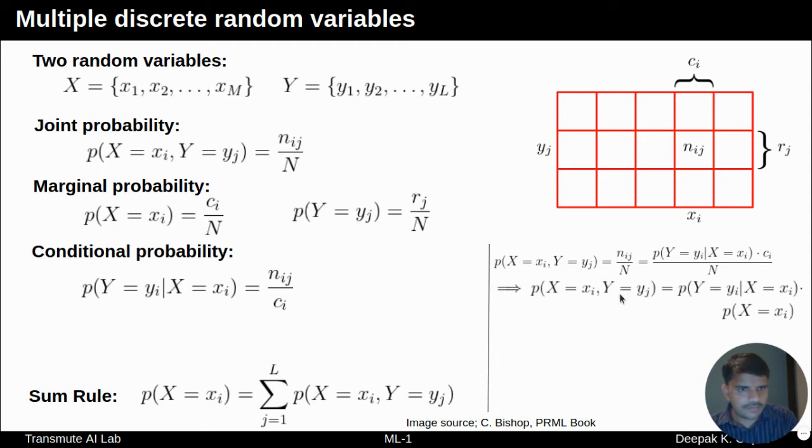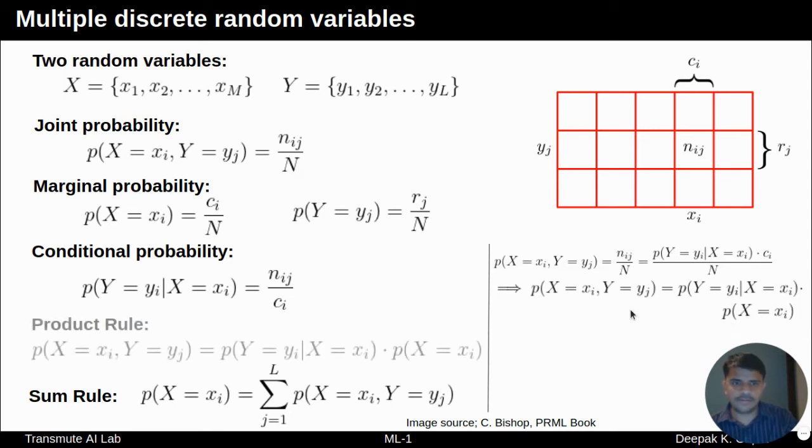That gives us that the joint probability of x equal to xi and y equal to yj can be stated as the conditional probability that y is equal to yj when x is equal to xi, multiplied by the marginal probability of x equal to xi. And this is referred to as the product rule. The product rule states that the joint probability of two random variables can be stated as the conditional probability of occurrence of one of the random variables with respect to the other, multiplied by the marginal probability of the other random variable. So that's the product rule.